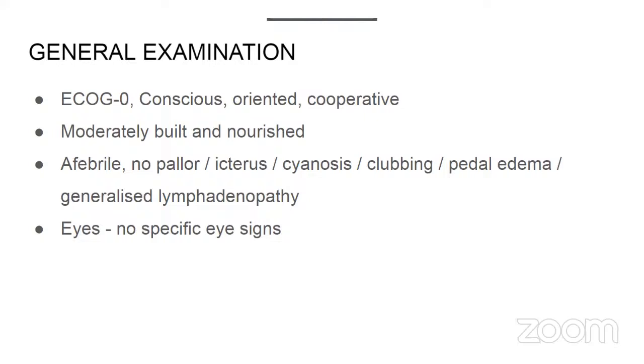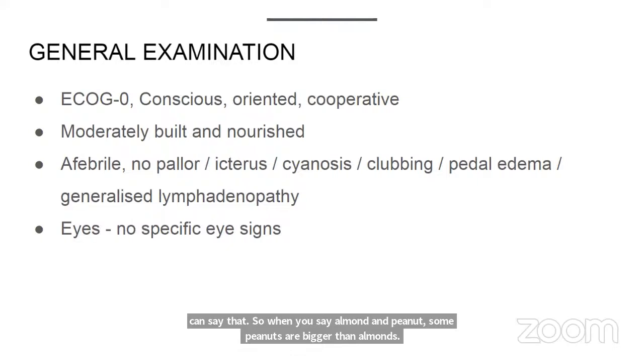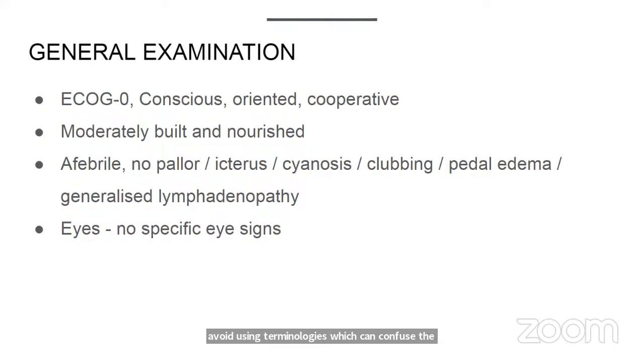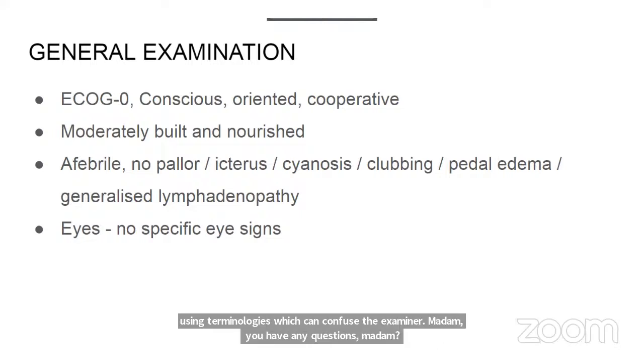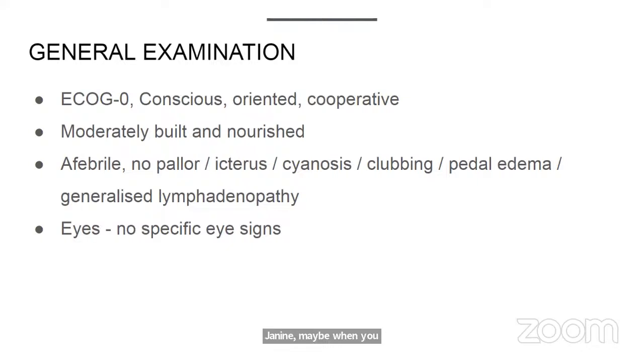All right. See, you can say that. When you say almond and peanut, some peanuts are bigger than almonds. So avoid using terminology which can confuse the examiner. Madam, you have any questions, madam? Maybe when you say the size according to the patient's history, this is saying about history, right? So in the history, maybe you can say that it was smaller in size and gradually increasing in size according to the patient. Maybe you can avoid all these terms. Yes, ma'am.